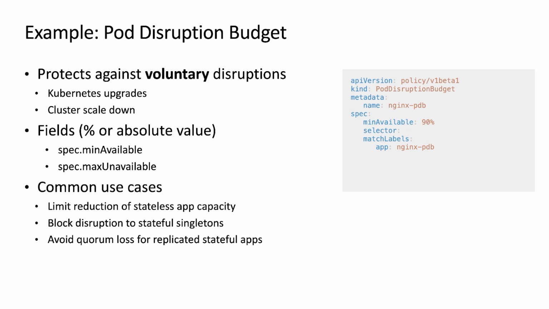Then if you have a replicated stateful application, you can use this as a way to declare what the quorum requirements might be, so that even as pods are getting moved between different nodes, you're always maintaining that quorum and can continue to accept writes against that data store. So just a few of the common examples that you might use a pod disruption budget for.